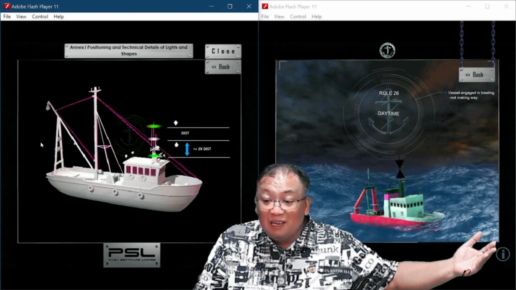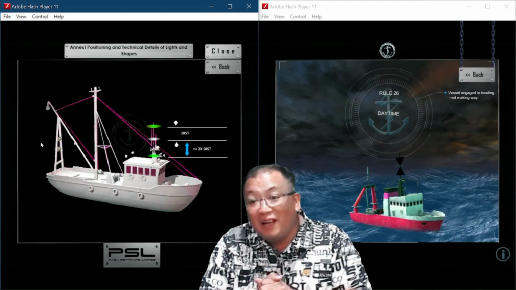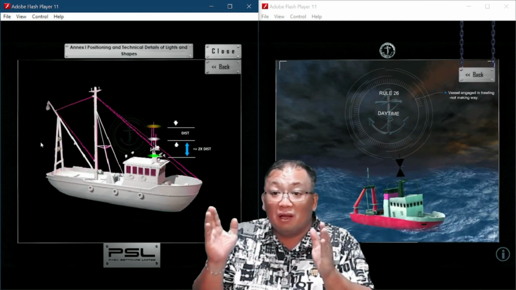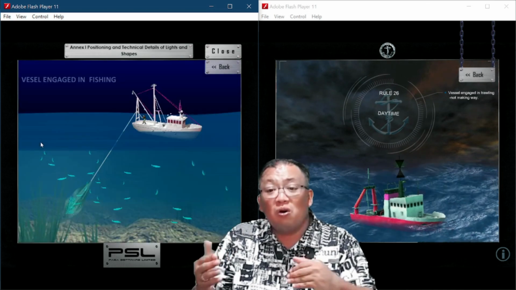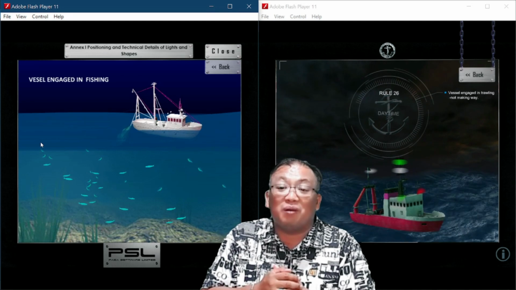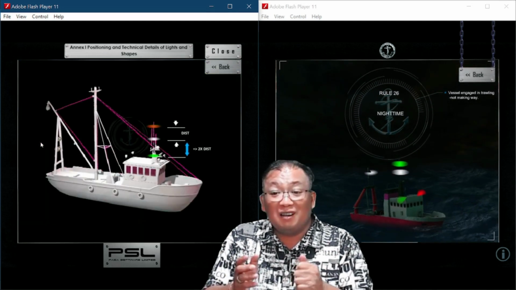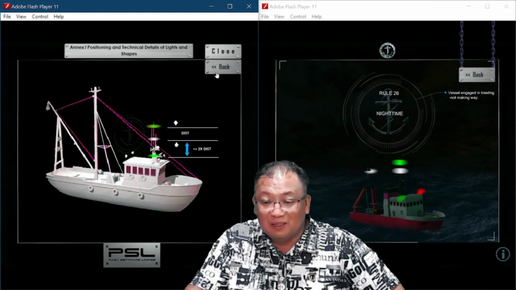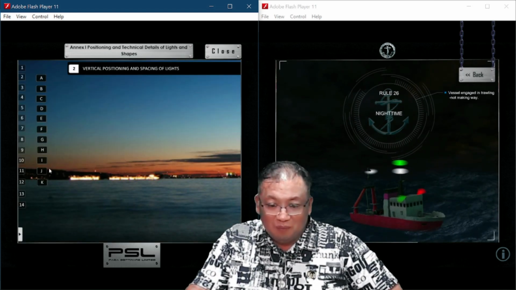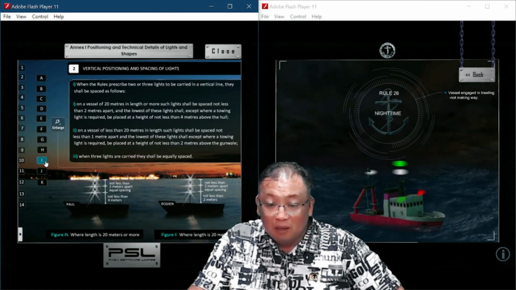The left side is Rule 26, where the lights and shapes are defined. But where and how, what the distance is, the annexes talk about. And now my animation is very, very good. You see? So it's very clear for you right now. So let's go back. It was 2 Juliet and 2 India.